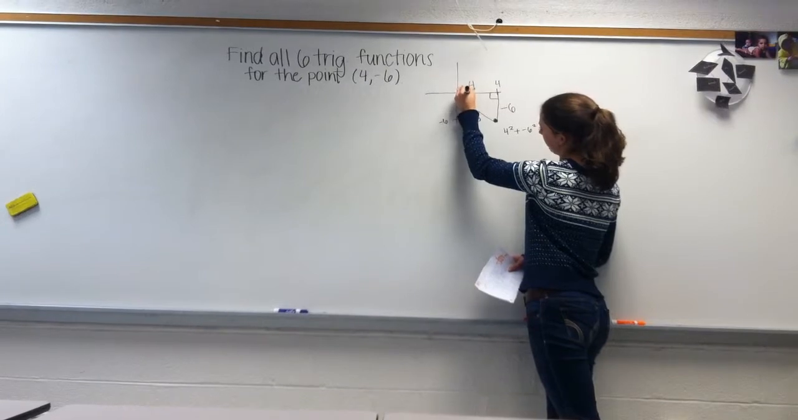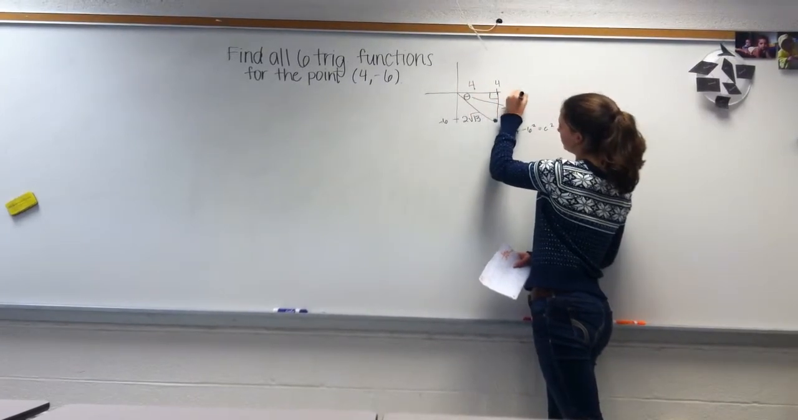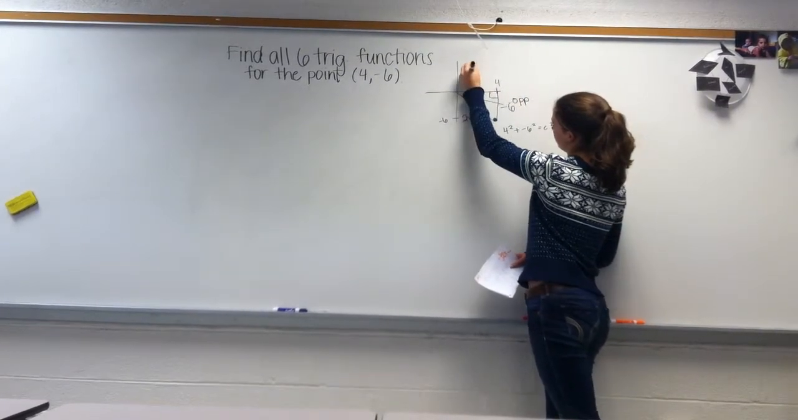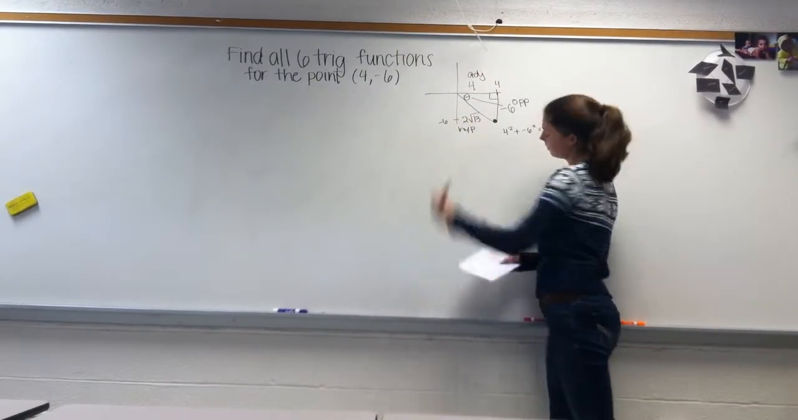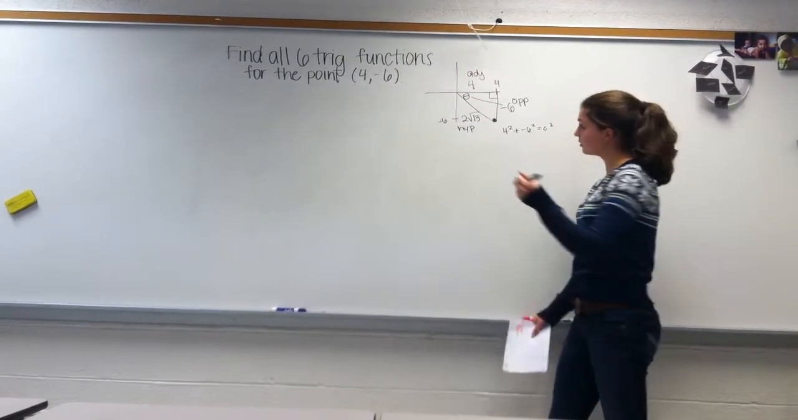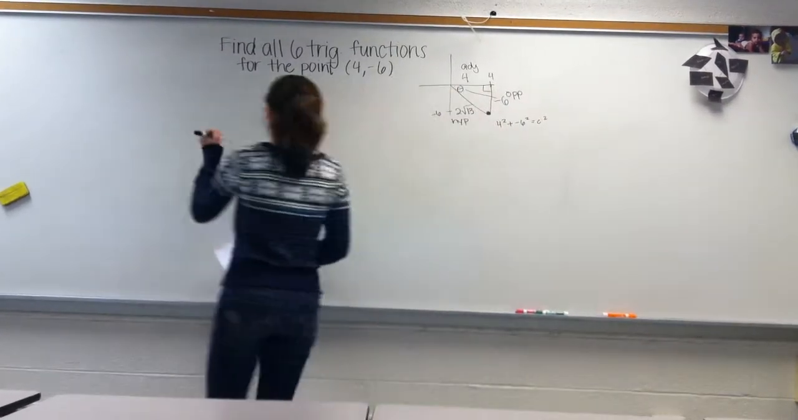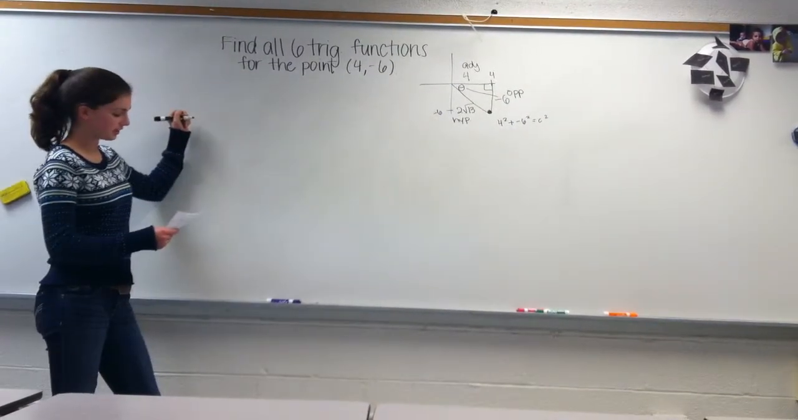This is your theta angle. So this will be your opposite. This will be your adjacent. And then this obviously is your hypotenuse. Using SOHCAHTOA, you can find all of your trig functions.